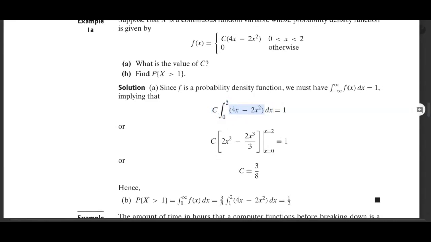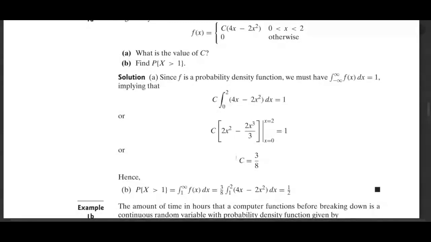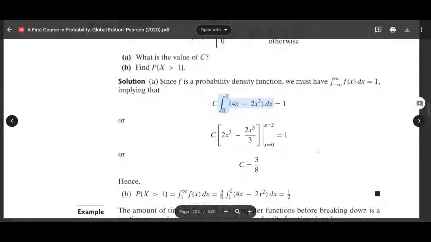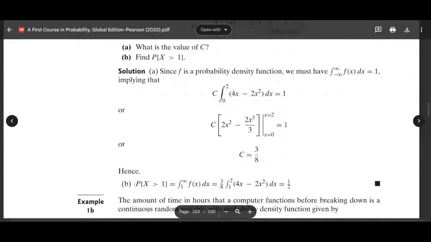Well, integration is easy, right? But power rule for integration. So integrating 4x gives 2x squared. Integrating negative 2x squared gives negative 2x cubed divided by 3. Then evaluate from 0 to 2. What do we get? We get C equals 3/8. We still remember integration, right? The simple integration. Let's see B.